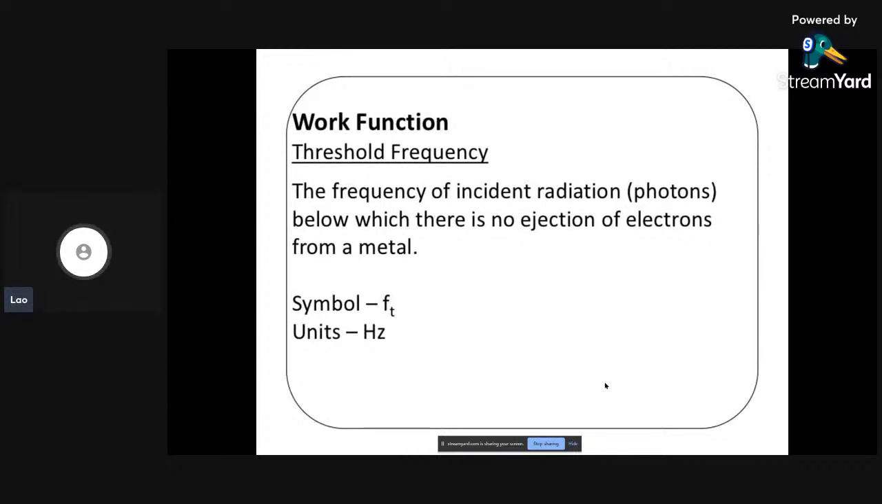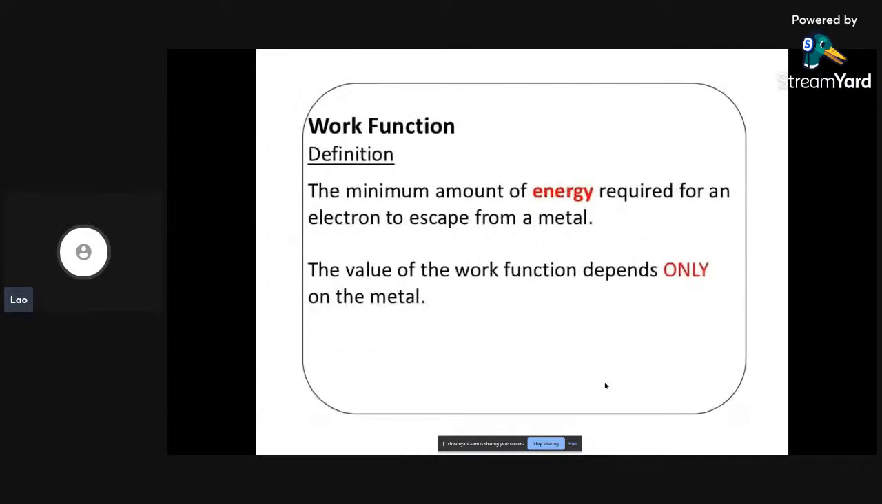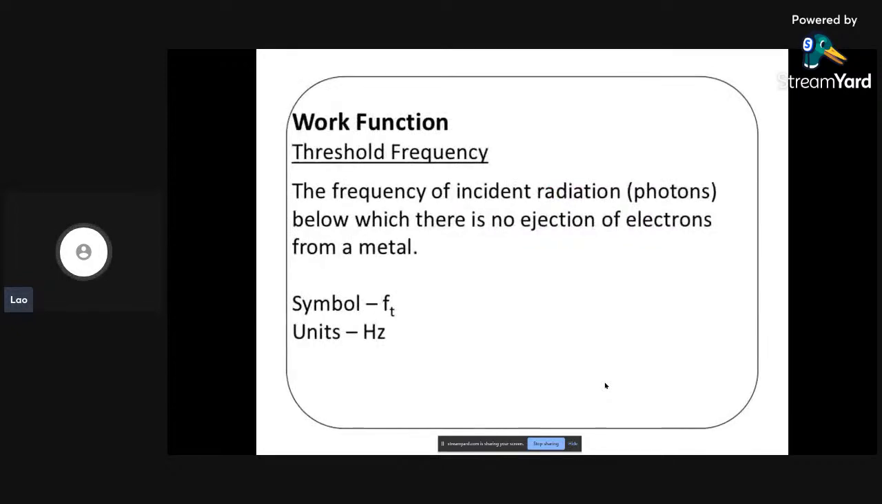The threshold frequency is the frequency of incident radiation or yung photons below which there is no ejection of electrons from a metal. So ito yung symbol niya, and the unit. So, ito pa another one. Ibig sabihin, ang threshold frequency ito yung minimum frequency of incident radiation below which the photoelectric emission is not possible completely. So, ibig sabihin, hindi lahat ng light na pwedeng i-radiate natin sa isang metal ay magre-release ng electron.